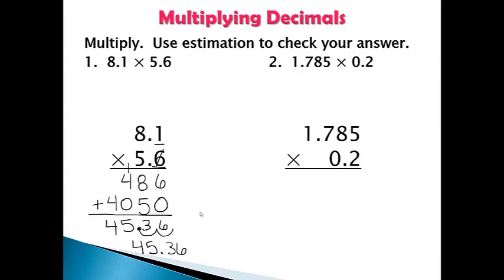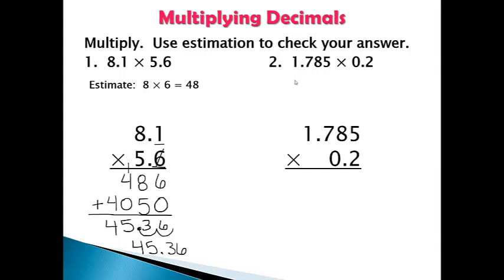Now we're going to use estimation to check. We want to see if our estimate is close to our exact answer. When we estimate, we'll round to the nearest whole number. So we'll have 8 times 6. And 8 times 6 is 48. 48 and 45 and 36 hundredths are close. Now let's look at number 2.